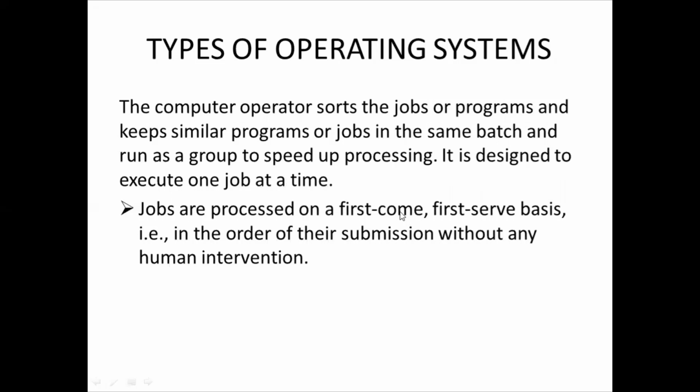Jobs are processed on a first come first serve basis. Means those who give first, their job will be executed first. That is called first come first serve basis. That is in the order of their submission without any human intervention. Okay, so in the order of their submission, without any human intervention means without any human interaction, the work will be done. That is, the jobs are processed. Once the processing is done, at a later stage, the user can come and collect the output.